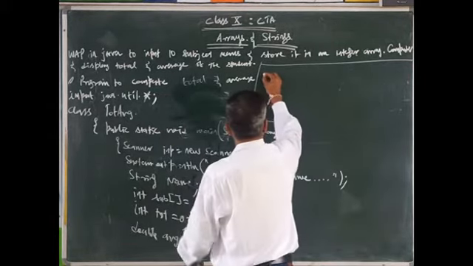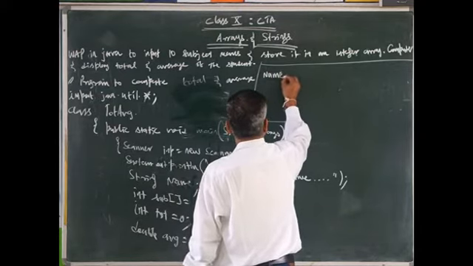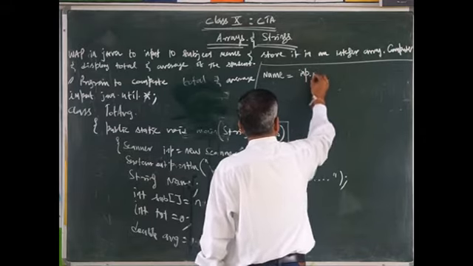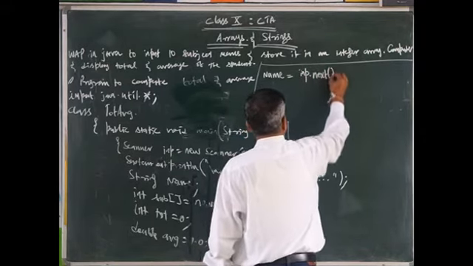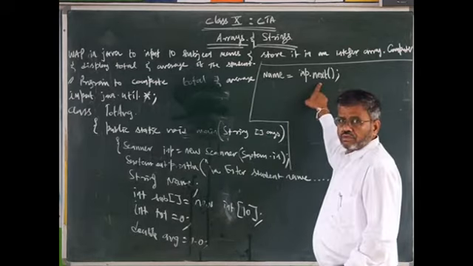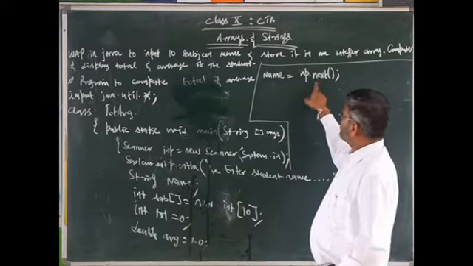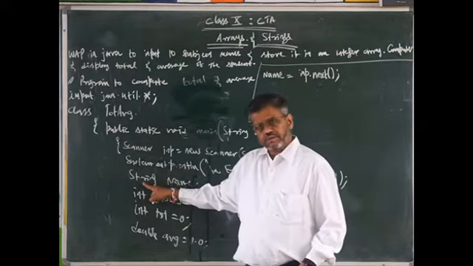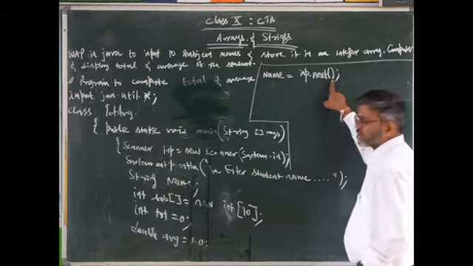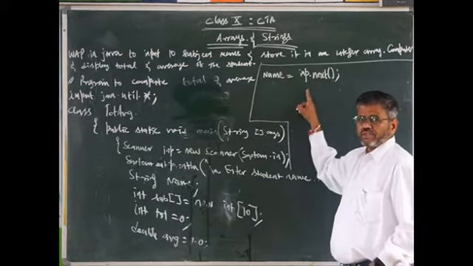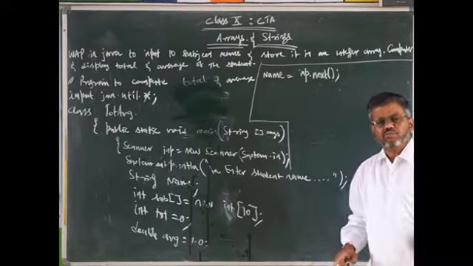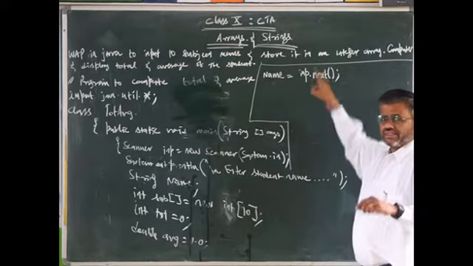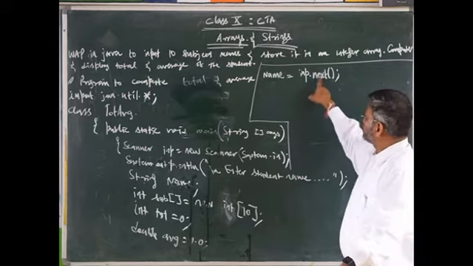The variable is name is equal to, what is the object name? INP dot next or nextLine, which will take the string. Name is a string, right? If it is nextInt, it means integer. nextFloat means float value. nextDouble means double value. If I write nextLine where N is uppercase, that's a string.